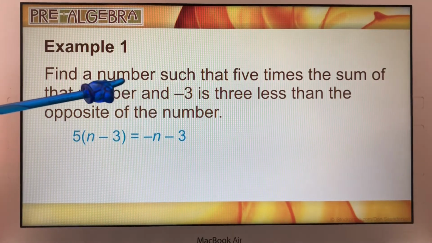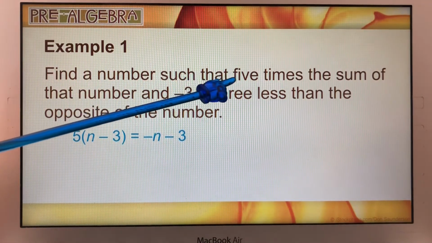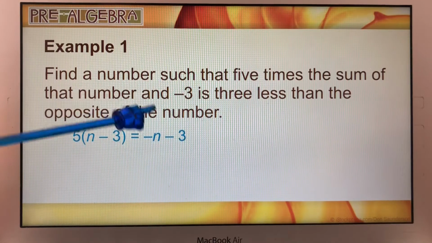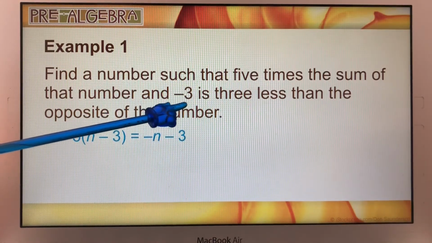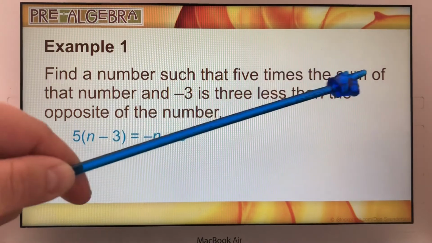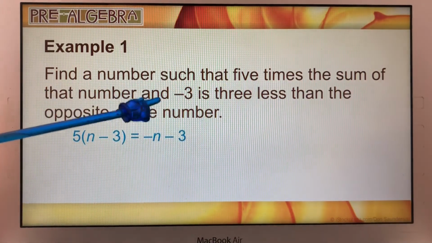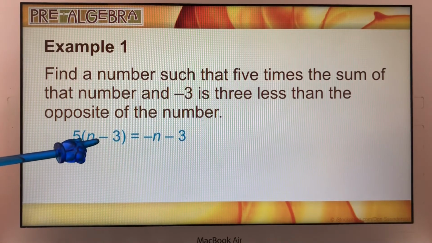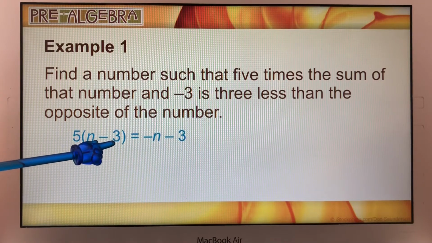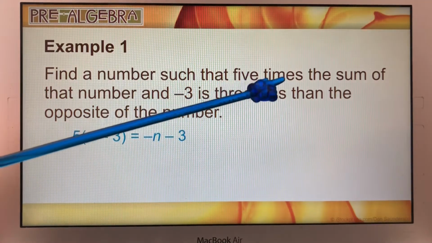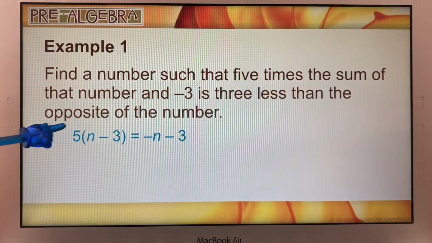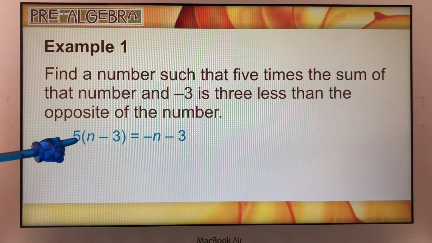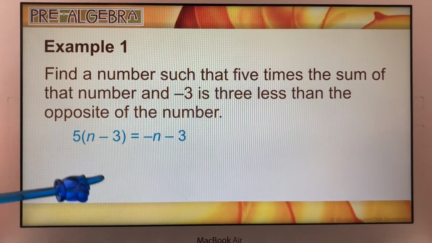So on this side, we have a number, 5 times the sum of that number and -3. So first we have to take a look. The sum of a number and -3, that's the same as saying n minus 3, because this is the same as n plus -3, right? Okay, then 5 times that sum, 5 times this sum right here. Okay, that's how we get 5 times the quantity n minus 3.